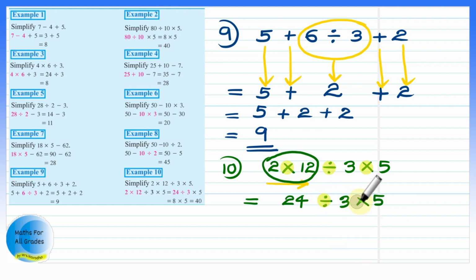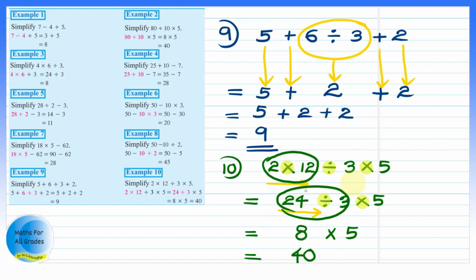You got a division and multiplication. So what is the rule? Start from left to right. Then let's do this division first. What is the answer for that? 24 divided by 3 equals 8. Now write down the rest of the question, which is multiply 5. Okay, now this question has simplified to 8 times 5. So the answer is 40.